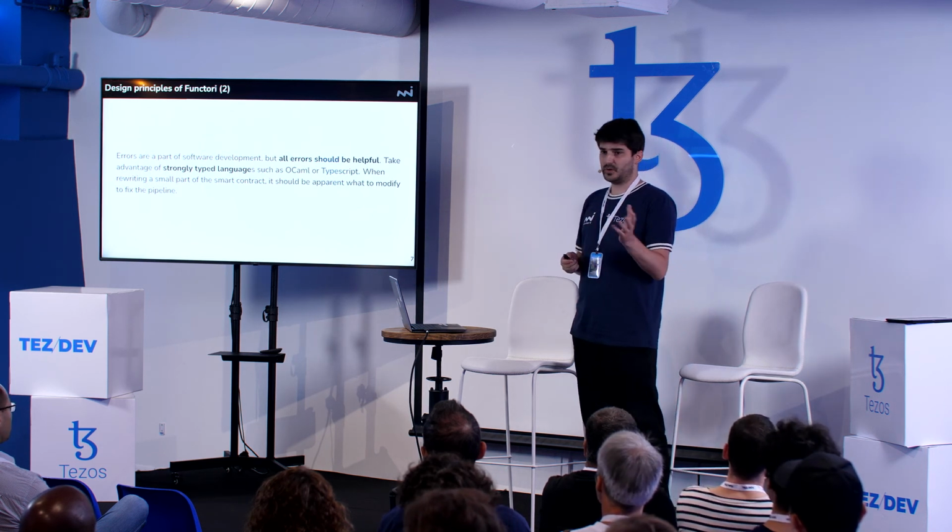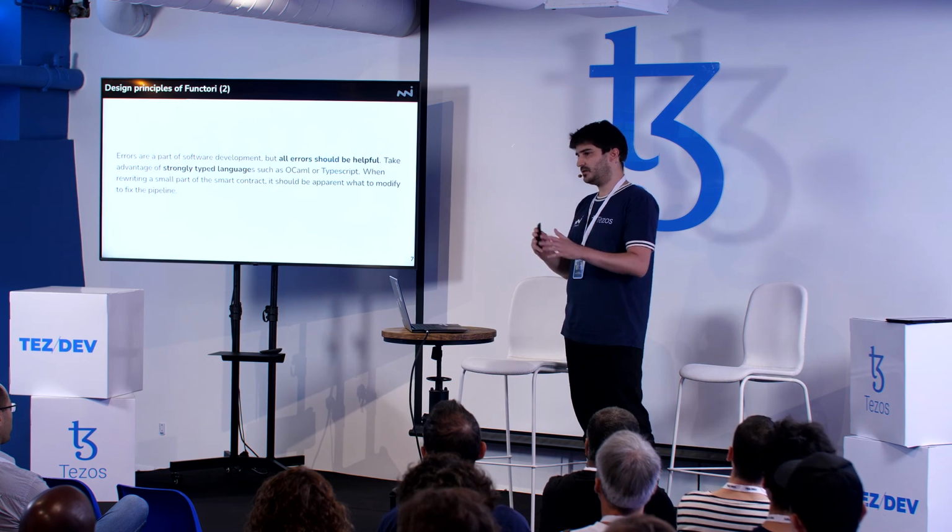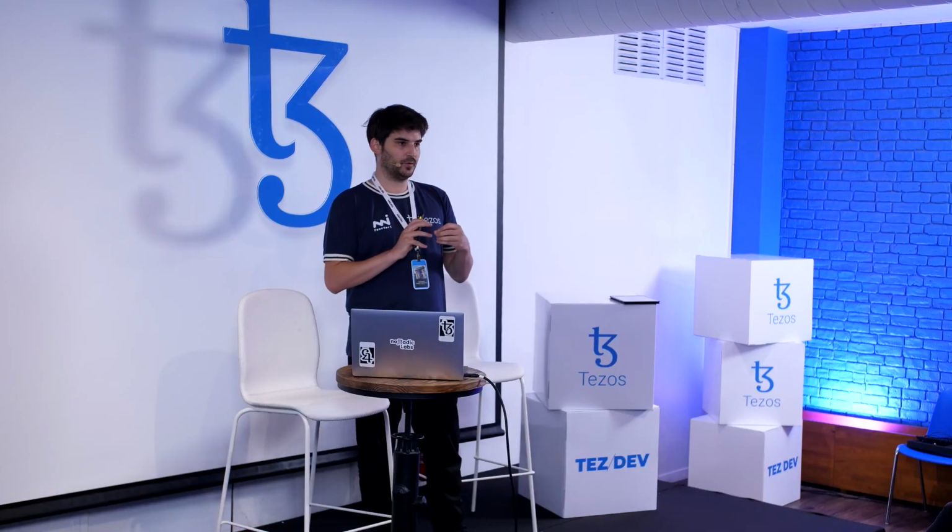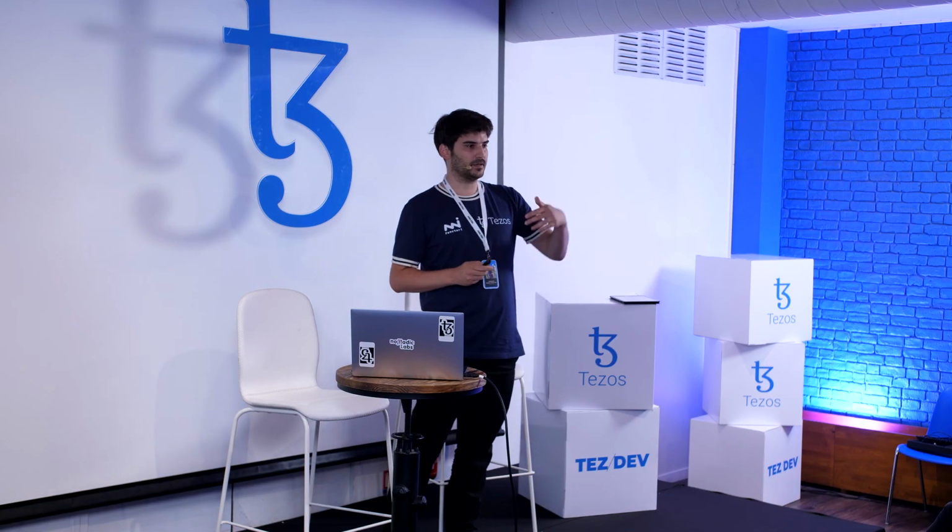So if you rewrite a small part of your smart contract, it's fine. It's going to break your scenario. It's going to break some things, but the errors you get are going to be meaningful, and it will be apparent what you need to modify. Like, I just added a field to this record. I need to add this field to the backend and to the visual interface, with a nice typing error.